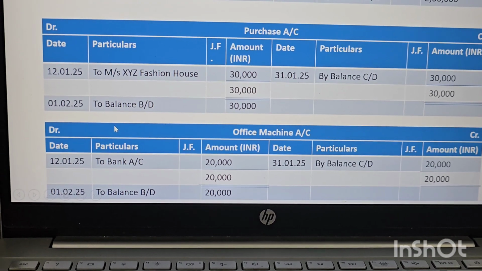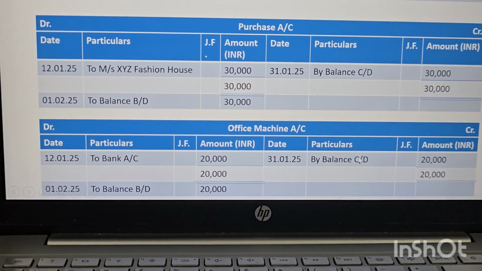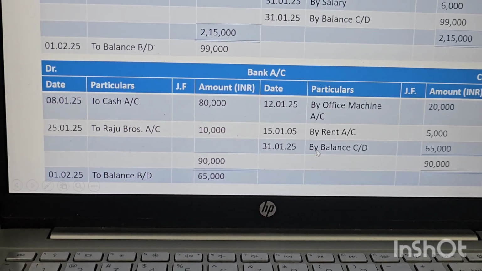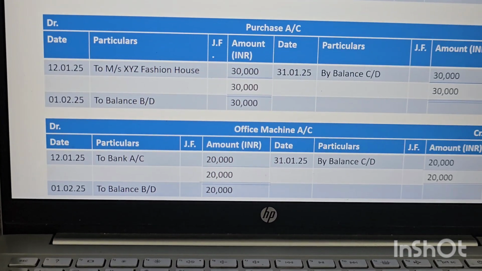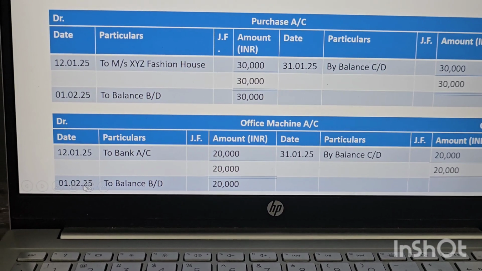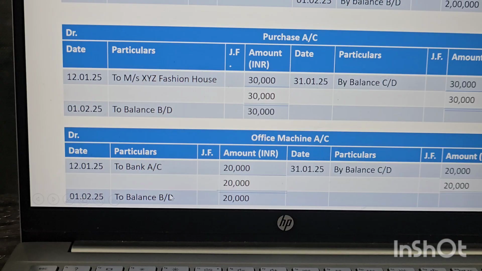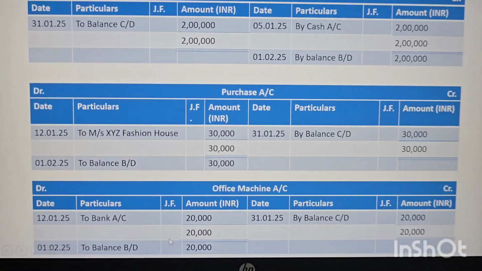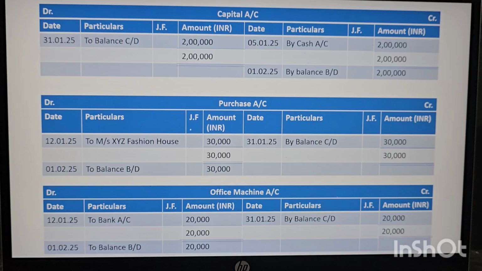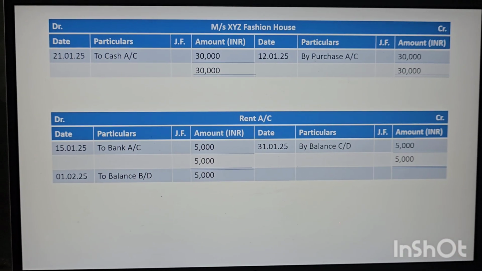The total is on the debit side as 20,000, and then the balancing amount of 20,000 is being carried down, and then it's being again transferred to the debit side on the 1st of February as a balance brought down amount of 20,000. Now if I look for the next account, what is there? That is the XYZ fashion house.